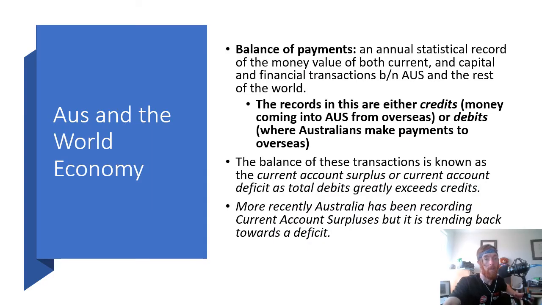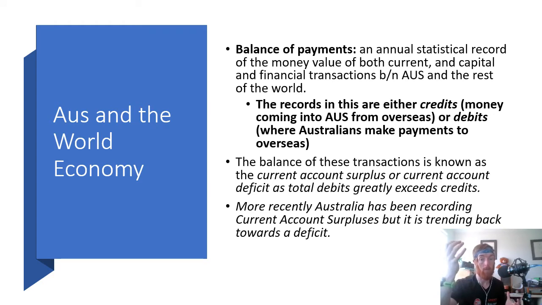So the balance of payments is an annual statistical record of the value of money, both current, capital and financial transactions between Australia and the rest of the world. To use some props, basically it's the balance of money coming into Australia and money that's leaving Australia. So it's all about credits, money coming into Australia, versus debits, when money leaves Australia.